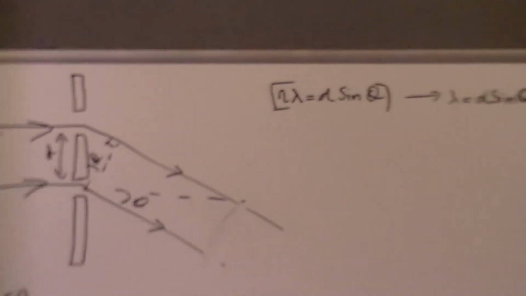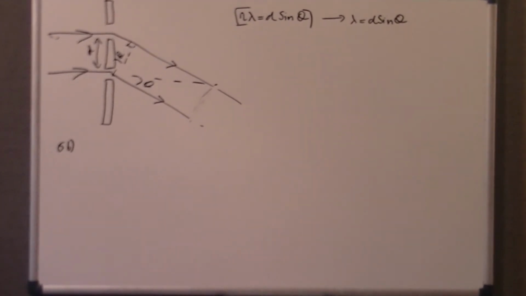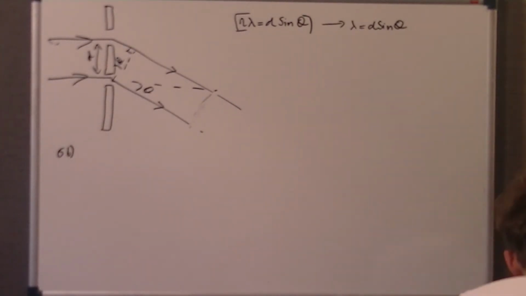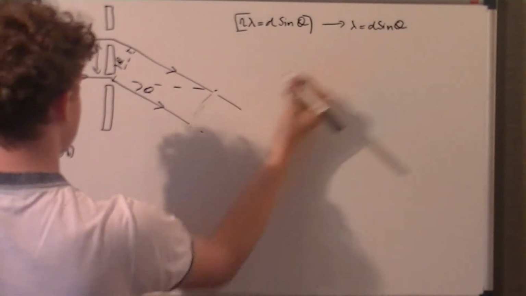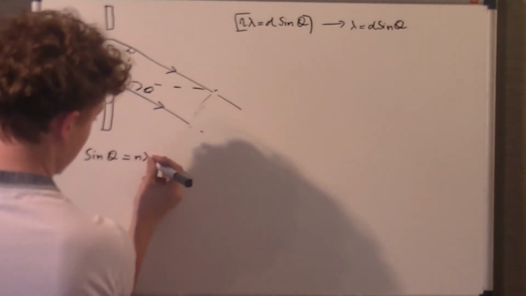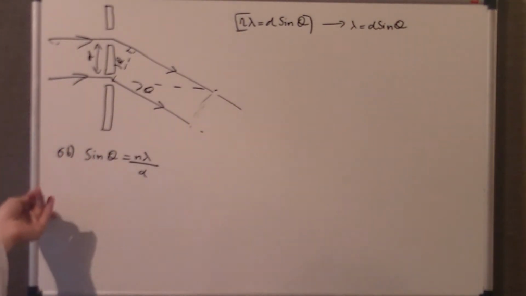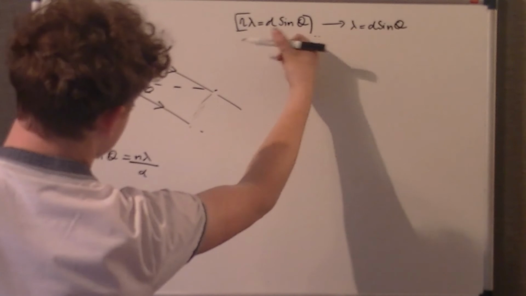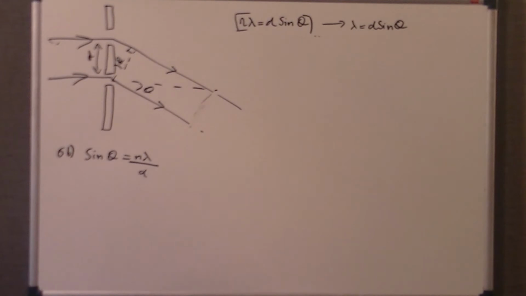Now it's asking us for 6b, what happens to the angle theta if the wavelength of the monochromatic light decreases for the first order beam. So we can rearrange this to get sine theta equals n lambda over d. Now d is the diffraction grating spacing. All we've done is divide both sides by d. So we've got rid of d on this side and moved it over to the other side. So sine theta equals n lambda over d.